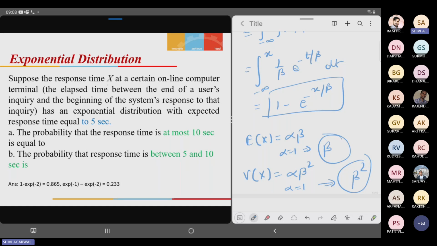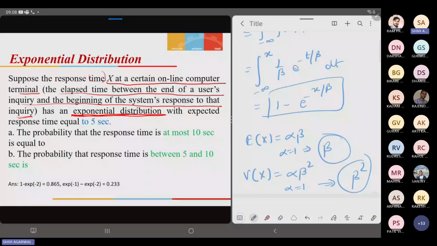Suppose the response time x at a certain online computer terminal. So response time, that is the elapsed time between the end of a user's inquiry and the beginning of the system's response to that inquiry. Okay, that is the response time, that the user is ending their inquiry, and the system is responding. So that is the time that has an exponential distribution.